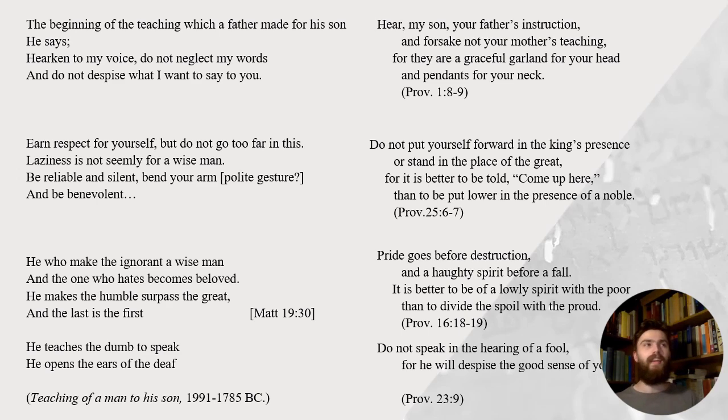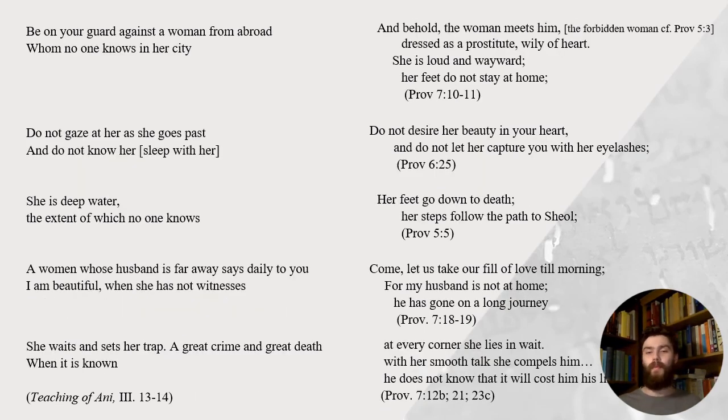And finally, the connection with the understanding of the foreign woman, which I found really interesting. So in the teaching of Ani, which is another Egyptian manuscript, it says, be on your guard against a woman from abroad, whom no one knows in her city. We read in Proverbs 7, behold, the woman meets him, and this is the forbidden woman, or the strange woman, or the woman from abroad in Proverbs 5. Dressed as a prostitute, she is loud and wayward, her feet do not stay at home.